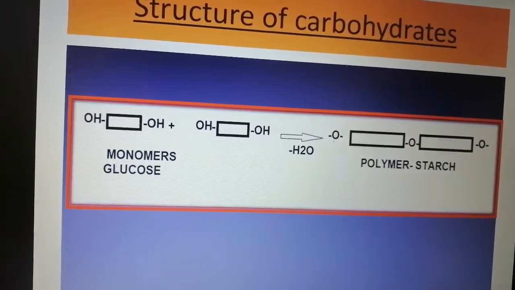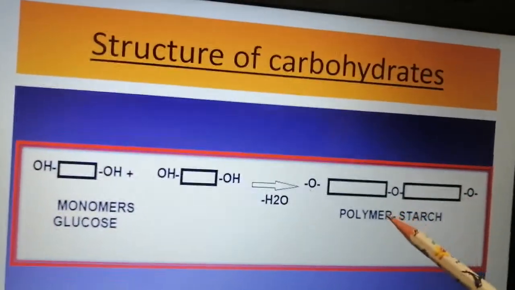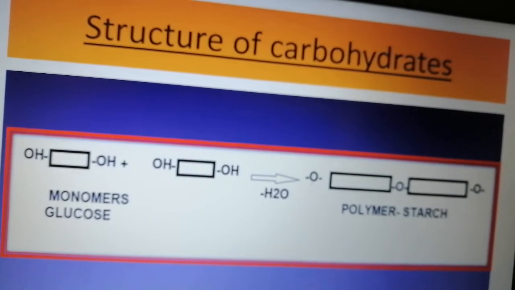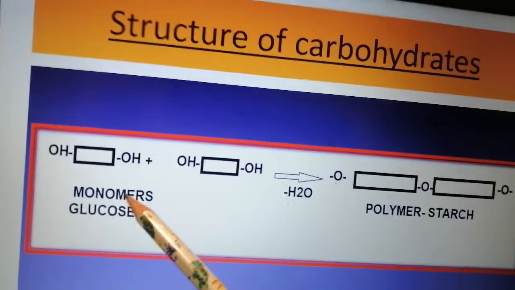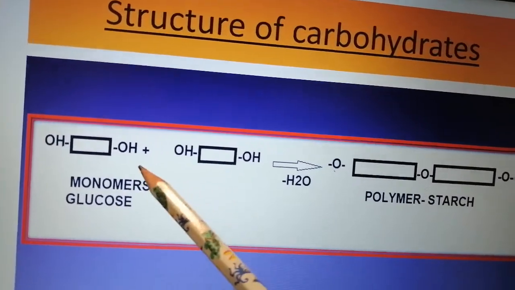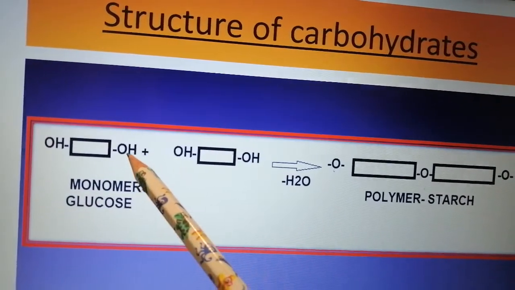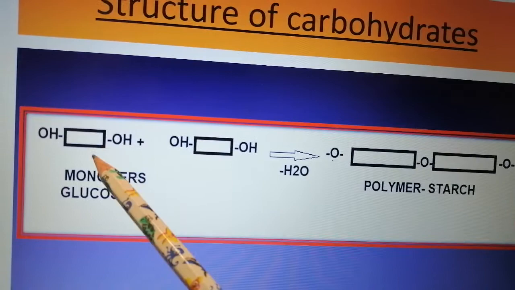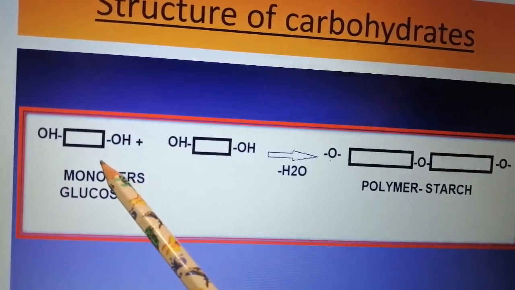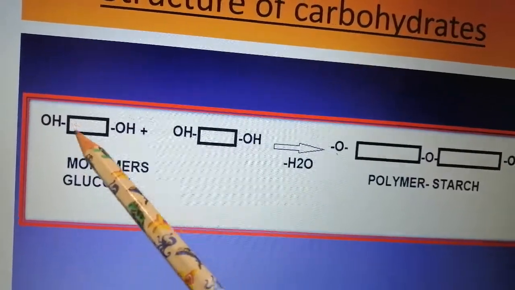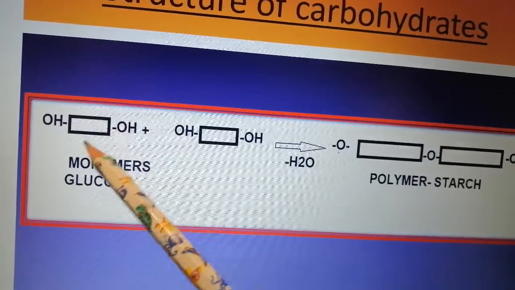Now, this is the structure of the carbohydrate polymer. How do we write that? First we'll write, I'm using two monomers here. See here, these are the monomers. Glucose is represented like this. This rectangular box represents so many CH2 groups. We don't have to write it, we'll just represent it like this, and on both the ends we have OH.